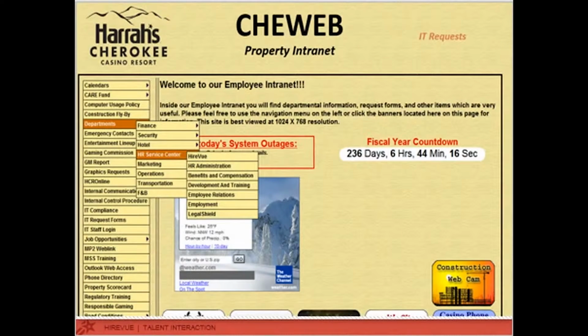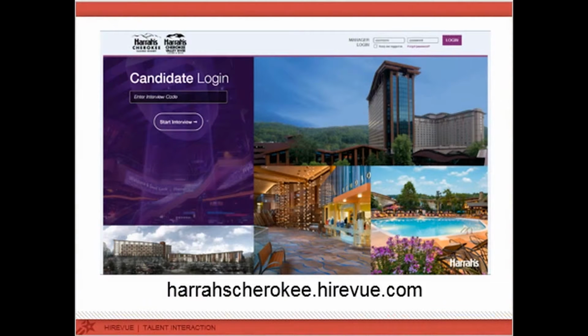The next way to access HireVue is by going to your intranet. Go to Departments, HireVue Service Center, and HireVue is the very top option. Finally, access HireVue directly by going to harrischerookee.hirevue.com. Your login is on the top right-hand side. Simply put in your email address and your password.